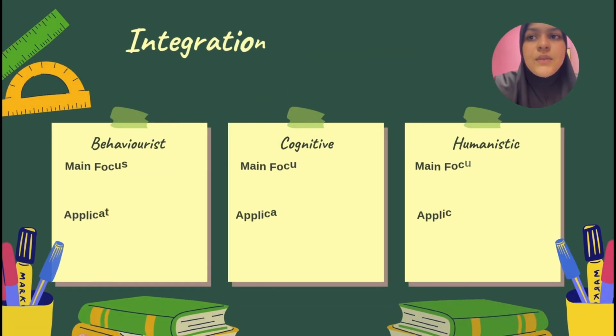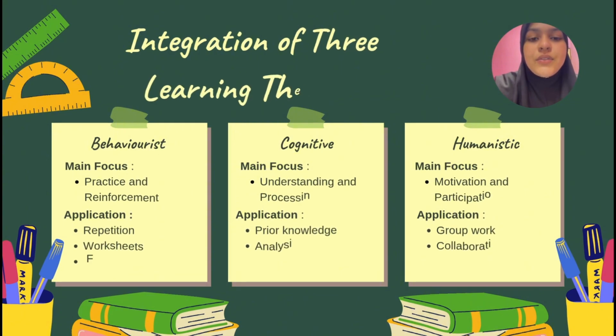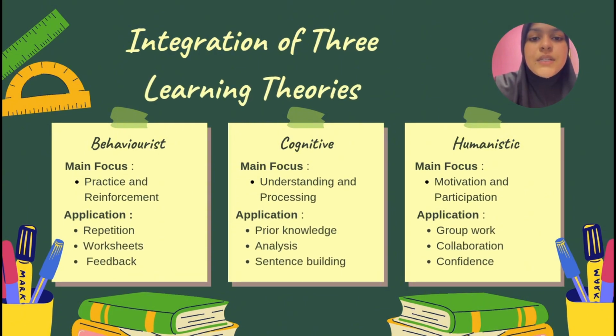Now we can see how the three learning theories are integrated throughout our lesson. First, the behaviorist theory, which focuses on repeated practice, reinforcement, and feedback. In our lesson, students repeatedly practice past tense verbs through activities such as verb cards, worksheets, and also guided writing. Second, the cognitive theory, which focuses on how students understand and process information. Students connect their previous knowledge of verbs and the present tense with the new concept of the simple past tense. They also analyze and correct sentences.